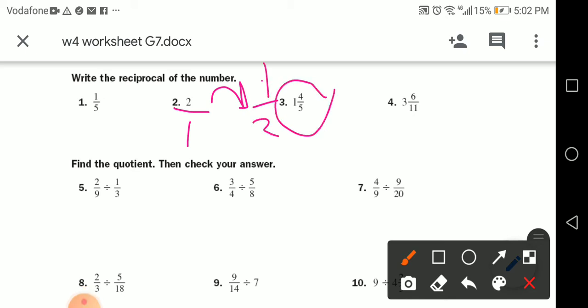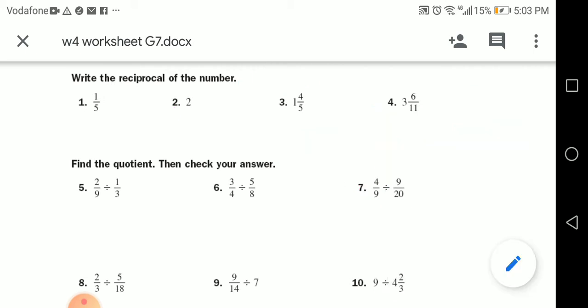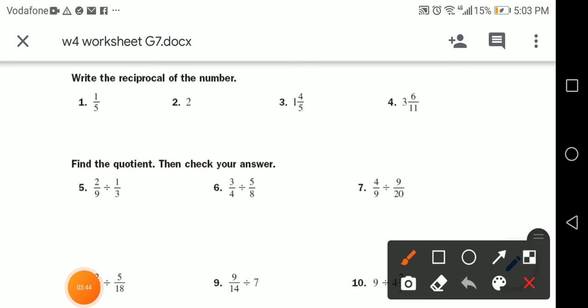What about 1 4/5? I have to convert it to an improper fraction. 5 times 1 is 5, and 5 plus 4 is 9, so 9 over 5. Then I change it into the reciprocal. It would be 5 over 9. Okay, guys, easy. Find the quotient. The quotient means the answer of the division process. Then check your answer.